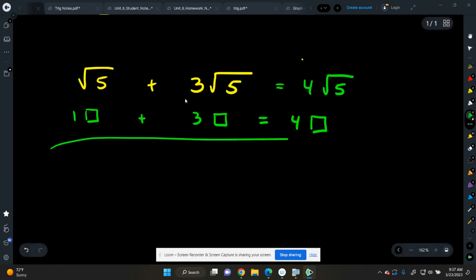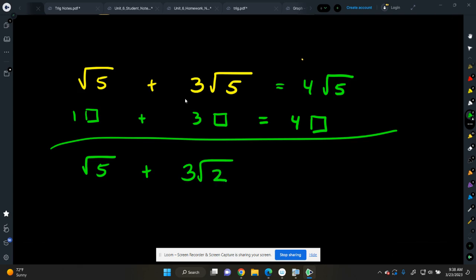Okay? So we only add the outside. Yes, you only add the outside numbers. If I had root 5 plus 3 root 2, I cannot add those. They're not like terms. I can't add them. Just think about it, right?